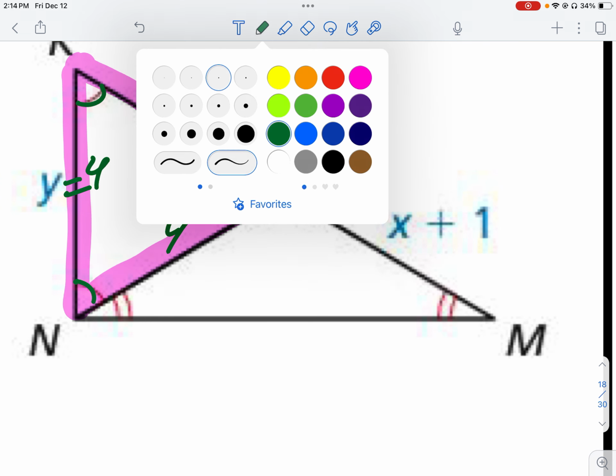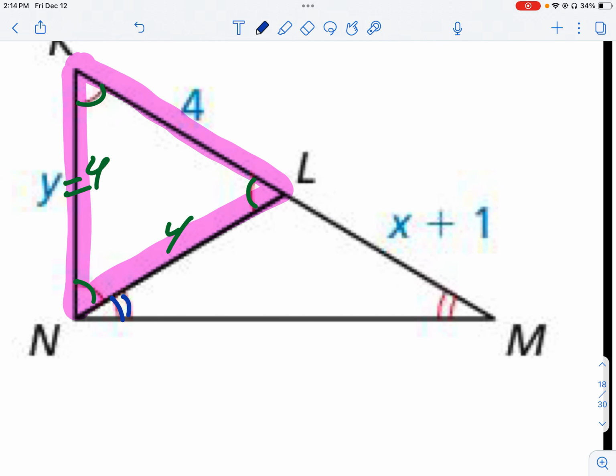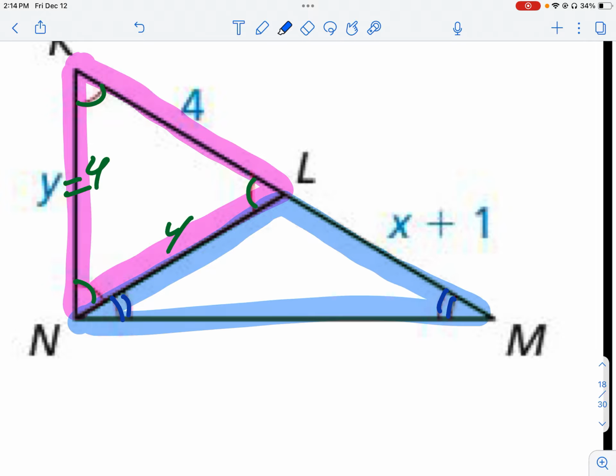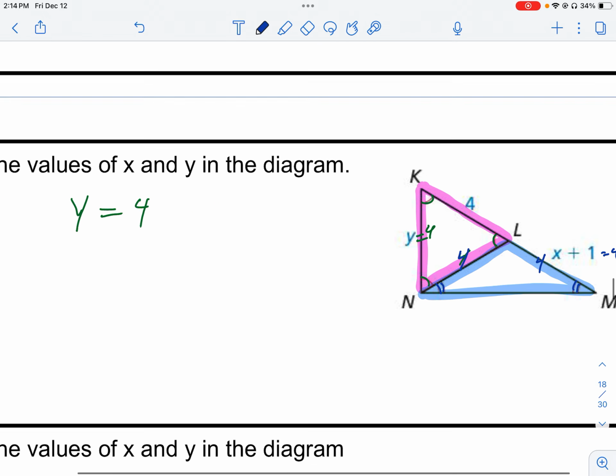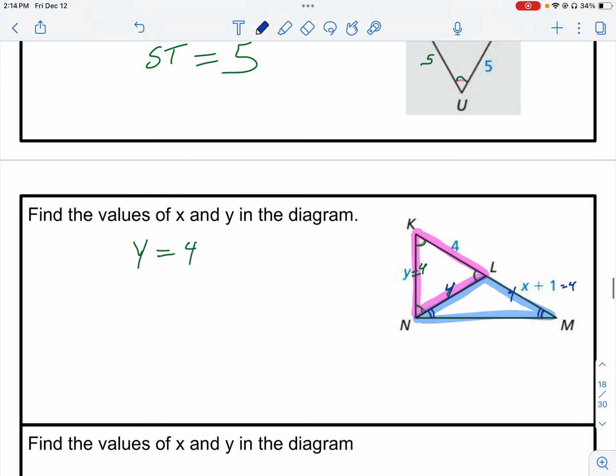Well, in this triangle down here, we have 2 congruent angles. We know LN is 4 from the previous triangle. LM also has to equal 4. So x plus 1 has to equal 4. So our x equals 3.